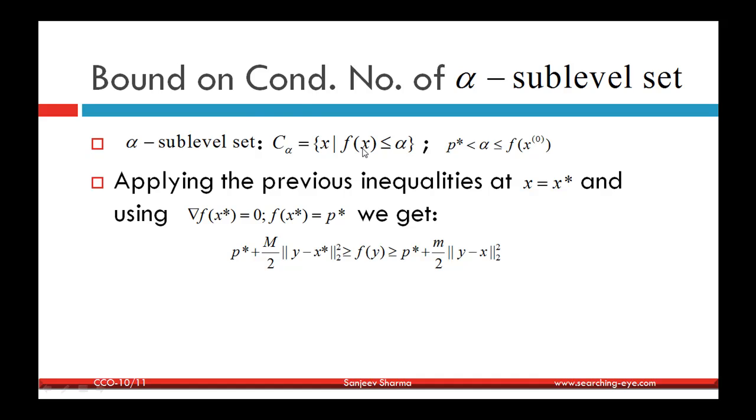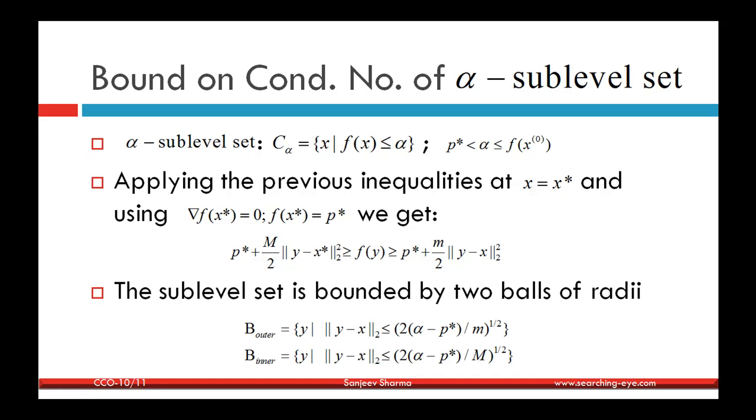So now utilize the alpha sublevel sets, that is, the set of all x such that f of x is less than or equal to alpha. We replace f of y with alpha, which gives us two inequalities. The first one is that norm of y minus x should be less than or equal to twice of alpha minus p star over m to the power half, and the second one is that norm of y minus x is less than or equal to twice of alpha minus p star over capital M to the power half.